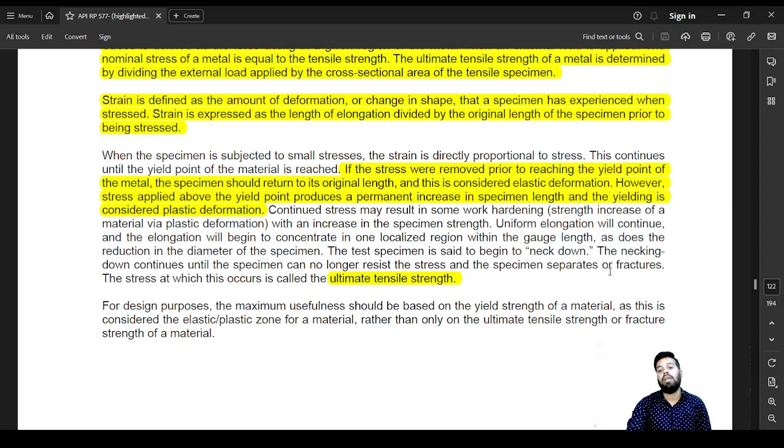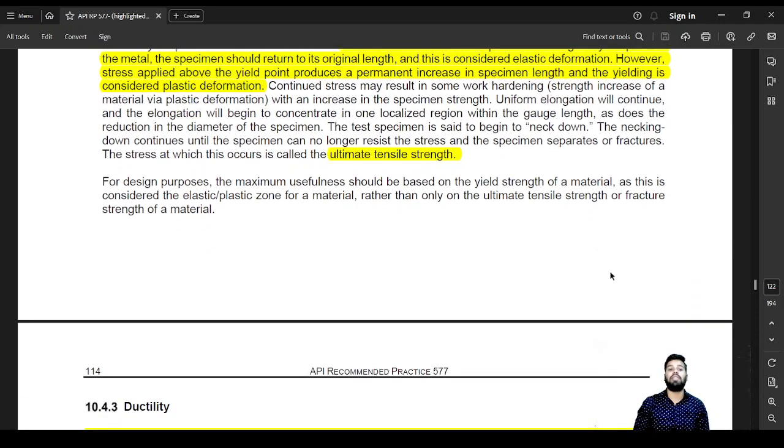When the load is such that cracking starts to begin and the material fails, this is considered to be the ultimate tensile strength. This is the last tensile strength that the material can sustain effectively. Beyond this, the material is going to break.